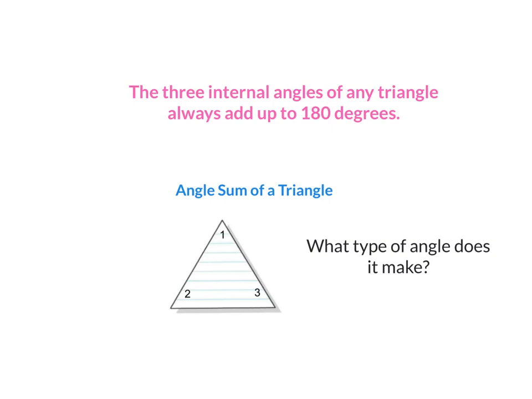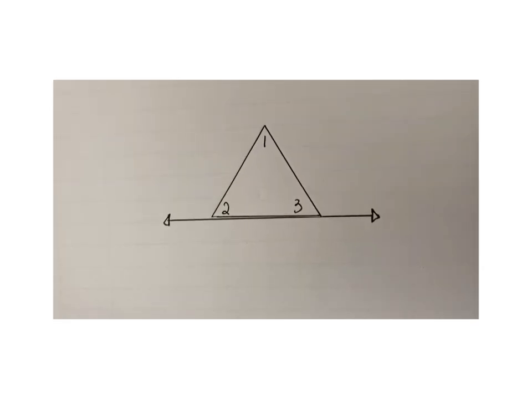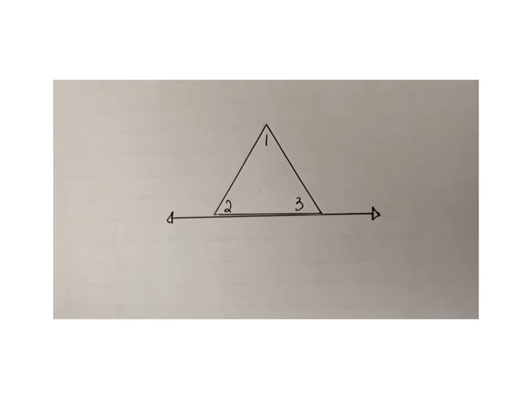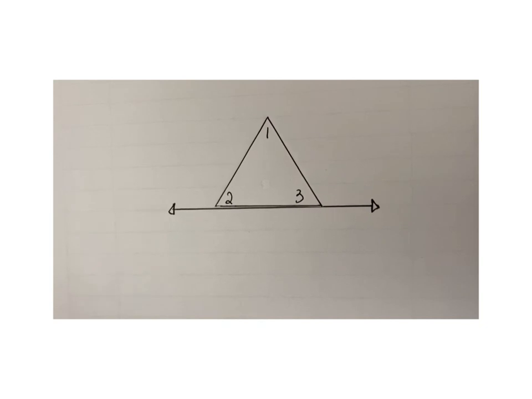I'm going to show the angle sum of a triangle. We're going to find out what type of angle it makes. So I'm going to take this triangle and tear the corners. I'm going to rearrange the torn pieces so that the corners all meet at one point.